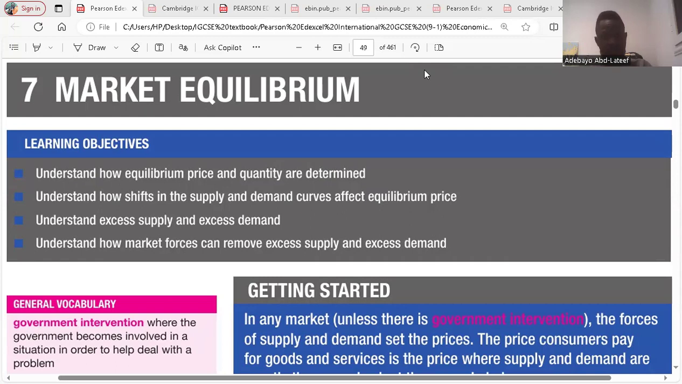We have market equilibrium, chapter 7. We'll go down to the case study.